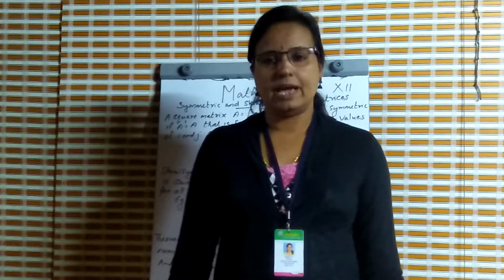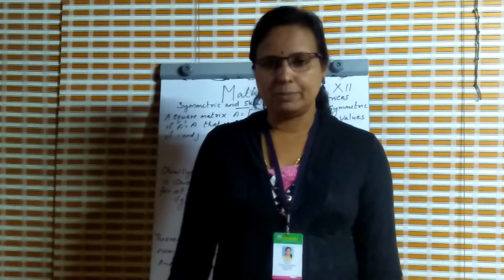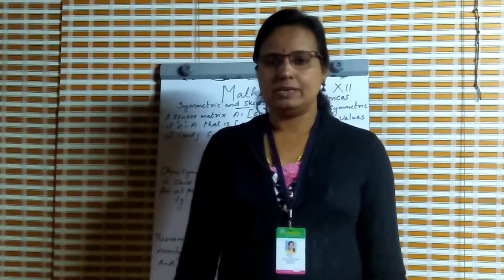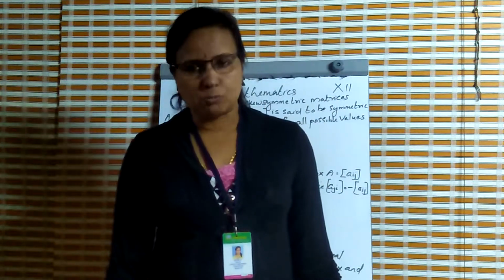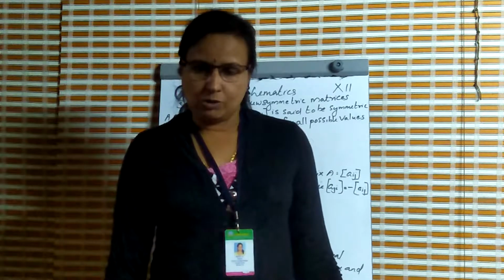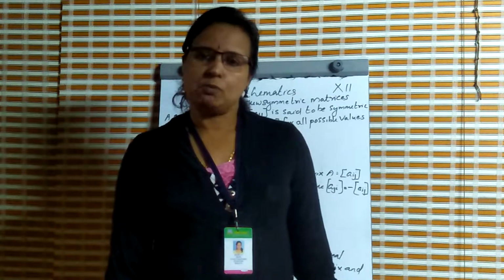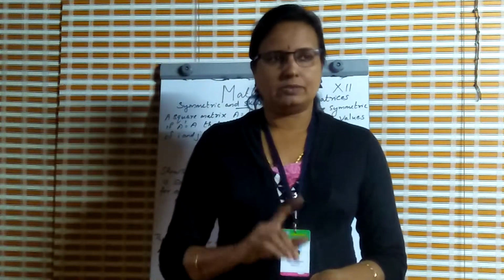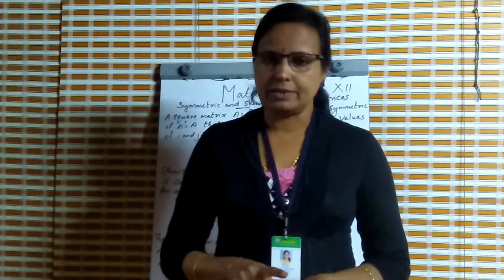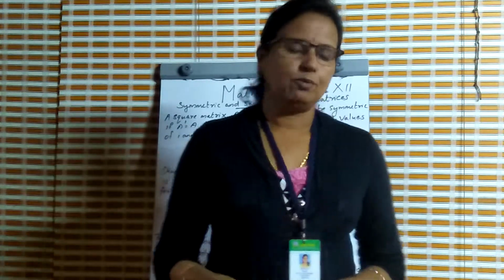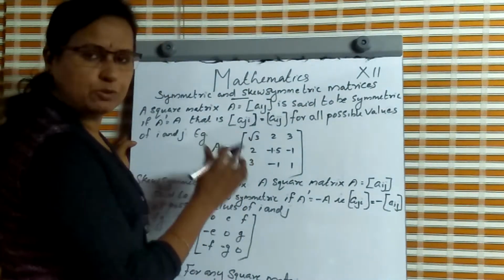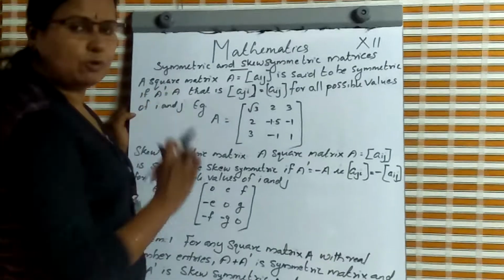What is a symmetric matrix? A square matrix A = [aij] is said to be symmetric if A transpose is equal to A. That is, its transpose [aji] is equal to [aij] for all possible values of i and j. Listen, a matrix A is said to be symmetric if A transpose is equal to A. Look here.